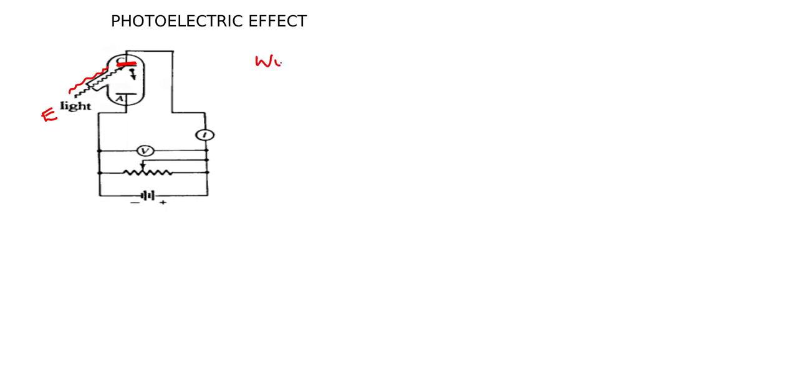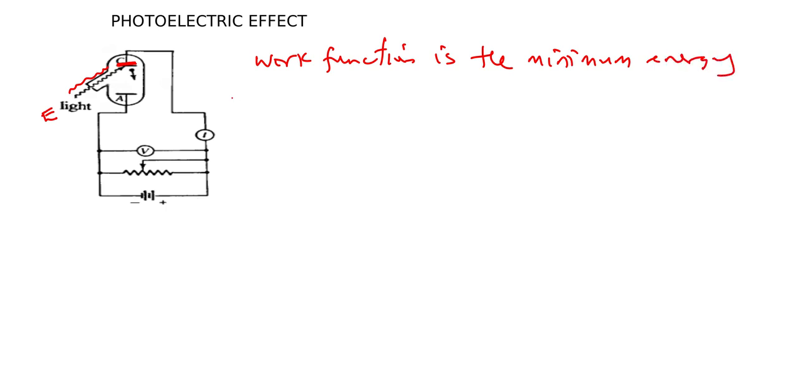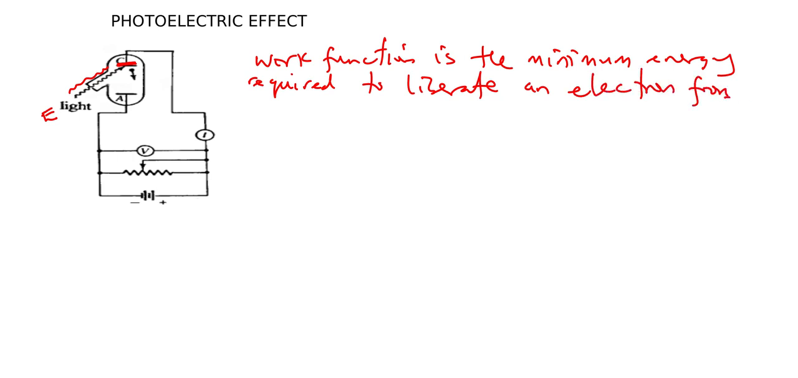What is work function? The work function is the minimum energy that is required to liberate an electron from the surface of the metal. So that is the work function. Let me denote it as W.